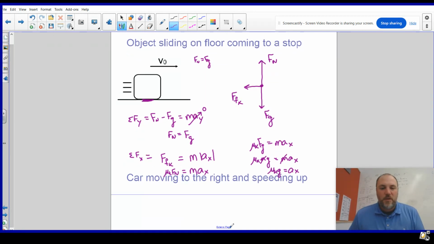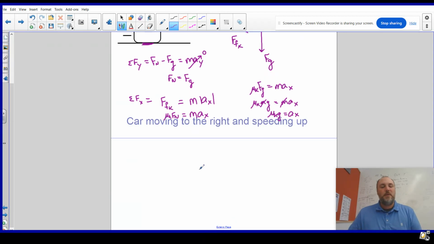How about the second one, the car moving to the right and speeding up? This one might be a challenge. If I were to give you a hint, anytime you draw an arrow on a free body diagram, if you can't name it, or if you can't come up with the agent of that force, it probably doesn't exist. So you probably drew a weight and a normal, and that should make a lot of sense.